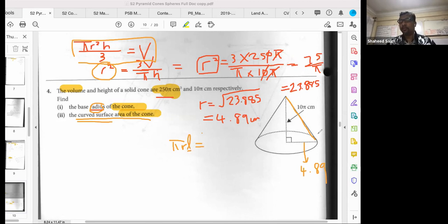L is down here. So now this is 10 pi. You write 10 pi here. At the bottom, we already got 4.89. Now use Pythagoras theorem because it's a right angle triangle. Find this one, find the curved surface area. This pi is 3.142, so you take 10 times 3.142, or 10 times 22/7.